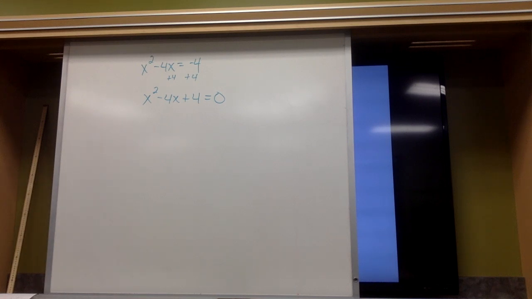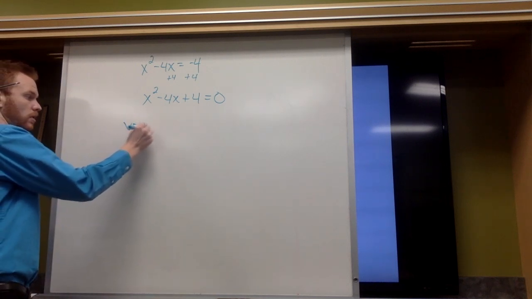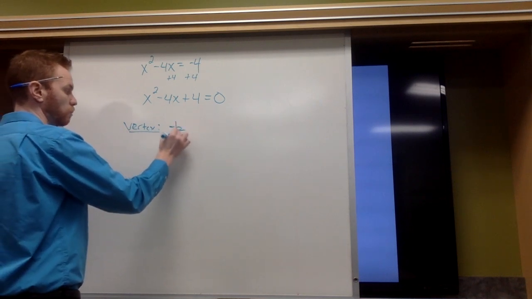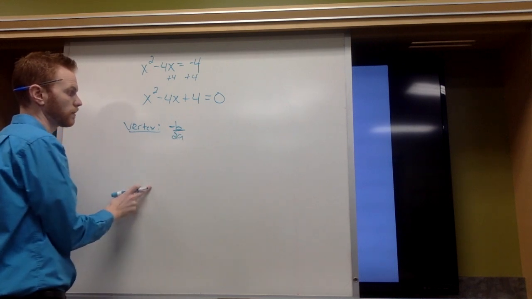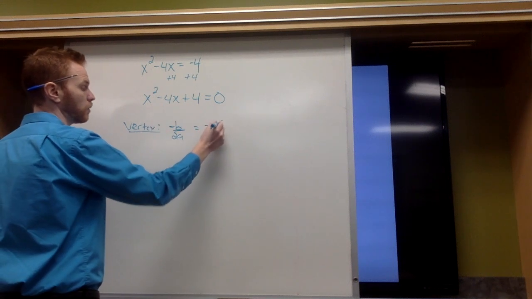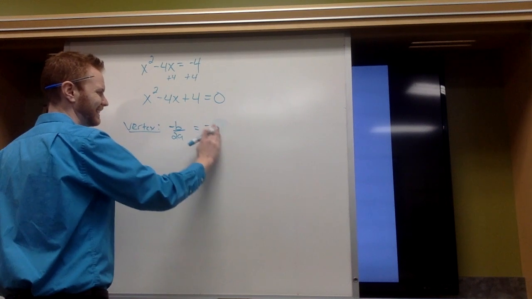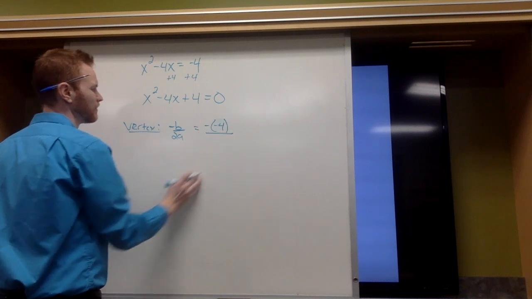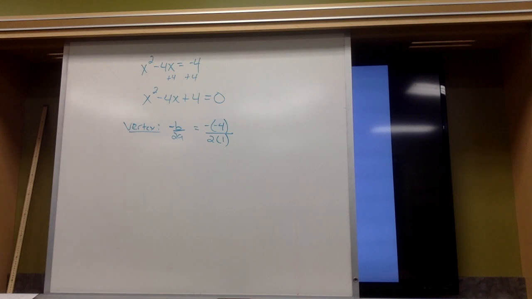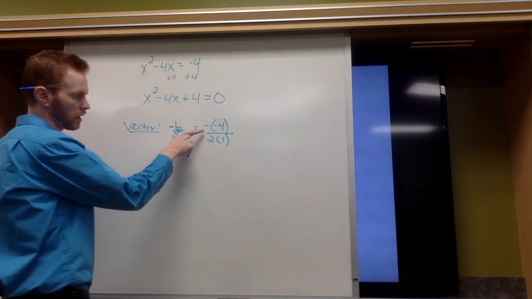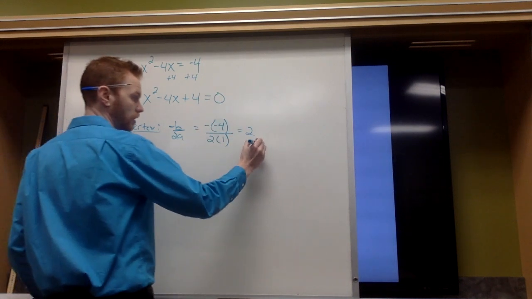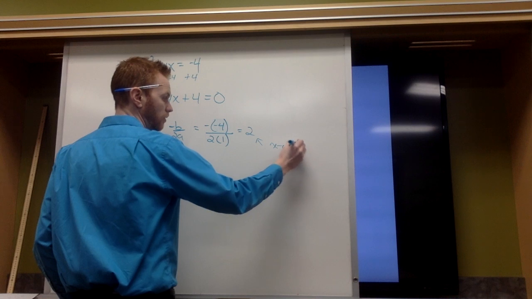For my next step, I'm going to find the vertex. That's critical for right now. So if you remember, to find the x-coordinate, which is also the line of symmetry, you would use the formula negative b over 2a. My b value is negative 4. And the bottom value would be 2 times 1, because my a value in front of the quadratic term is 1. So this becomes 4 over 2, which gives me 2 as my x-coordinate. Just remember, that's your x value.